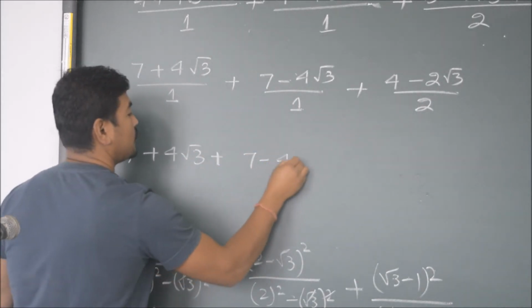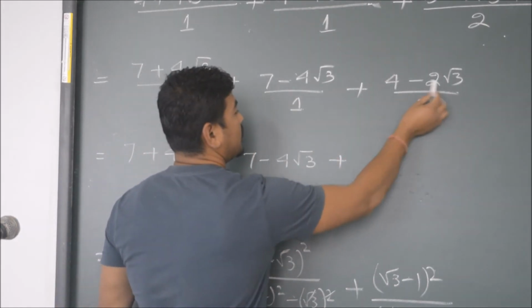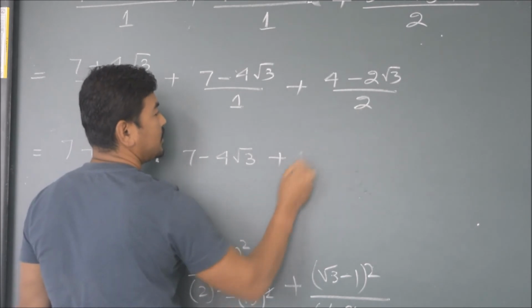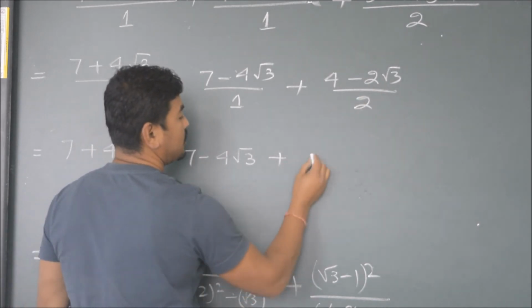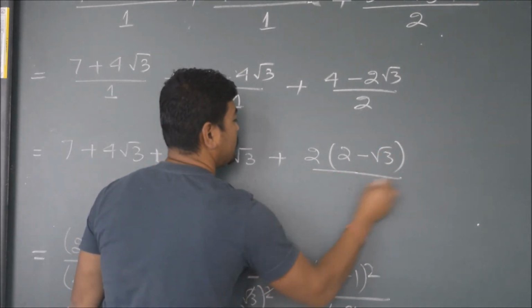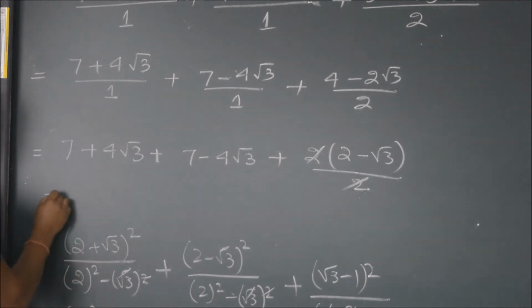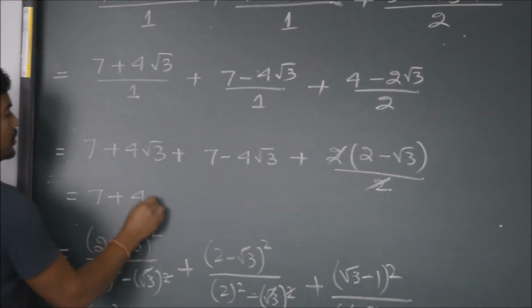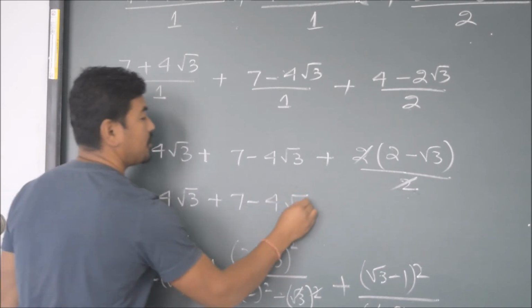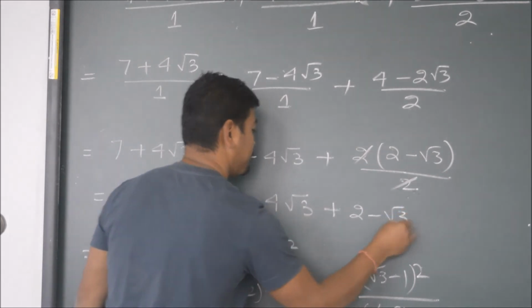7 minus 4 root 3, plus, so here you can take 2 common from these two terms and cancel with the 2 which is present in the denominator. So I am going to take 2 common from here, 2 minus root 3 divided by 2, so that these 2 cancel each other. So we'll have 7 plus 4 root 3 plus 7 minus 4 root 3 plus 2 minus root 3.